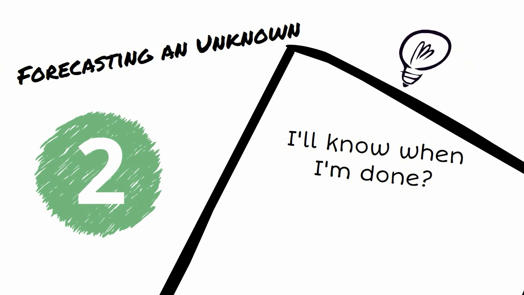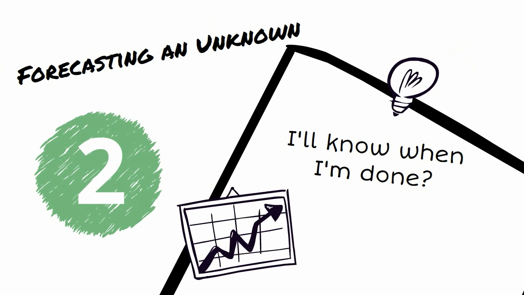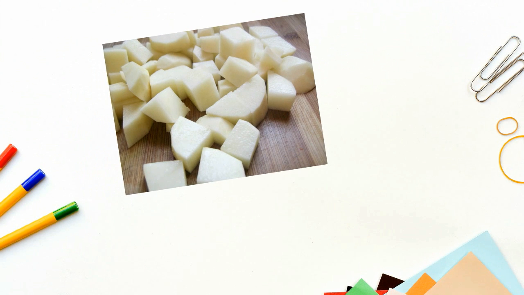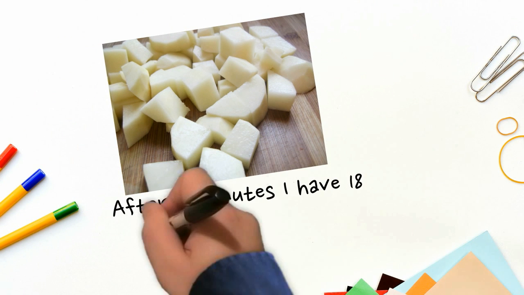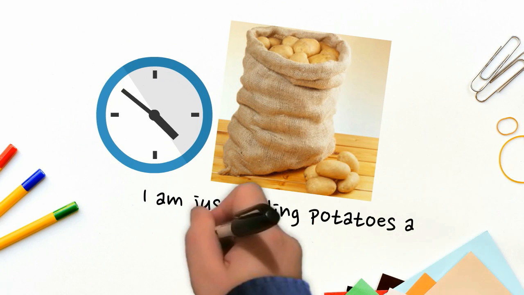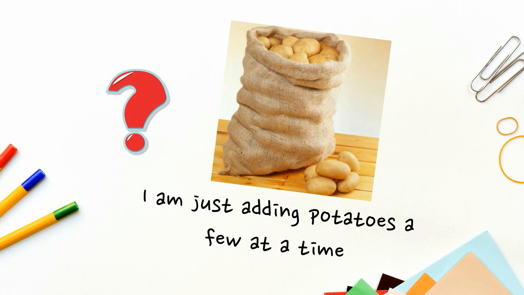The second assumption is that I know when I'm going to be done. My backlog needs to be reflective of all of the work I need to do, or at least all of the work I need to forecast. If we go back to the previous example and say that after 5 minutes I have 18 sliced potatoes, the problem now is that I'm just pulling a few potatoes at a time from the sack, and I'm judging my output as to whether or not I'm done.